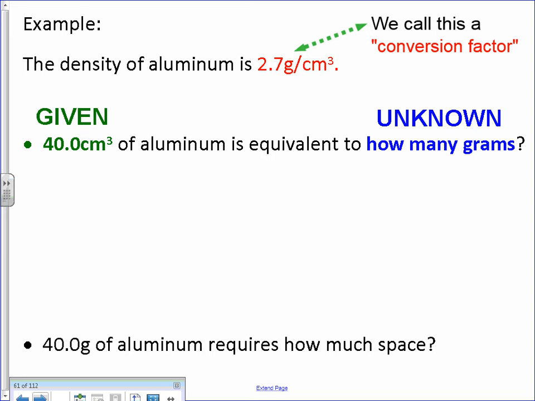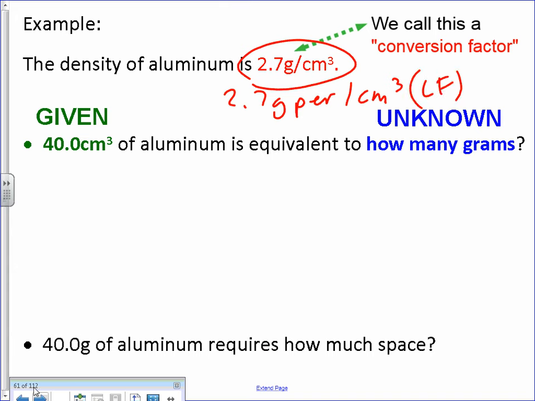And the way that you hunt for it is really you're looking for something with a division symbol in it. Okay? So in this example, I'm telling you the density of aluminum is 2.7 grams per centimeter cubed. So that is the conversion factor. And I can say it in words too. The density is 2.7 grams per 1 centimeter cubed, and that per means divide. So I can give this to you in words or in a fraction like that, and that's your conversion factor.